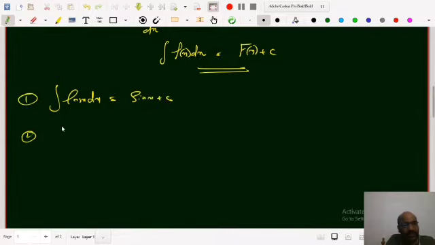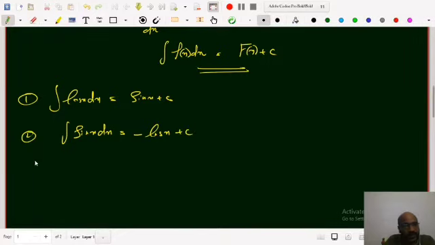And the second one, integration of sin x dx. For this you have to think, derivative of which function is sin x. We all know that the derivative of cos x is minus sin x. Therefore, the derivative of minus cos x is plus sin x. Therefore, integration of sin x equals minus cos x plus c.